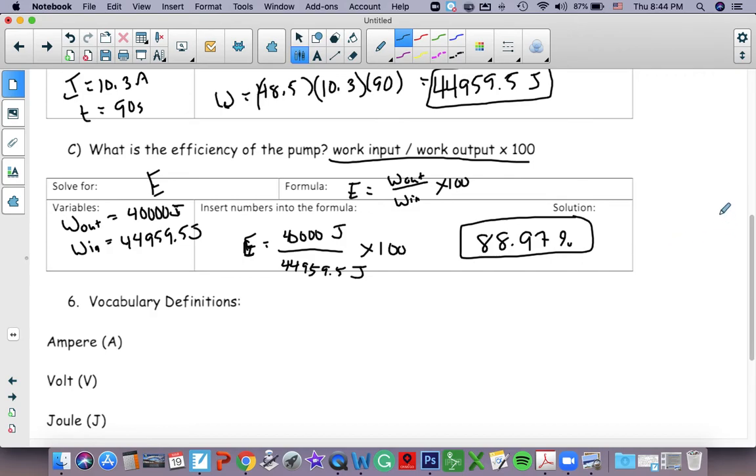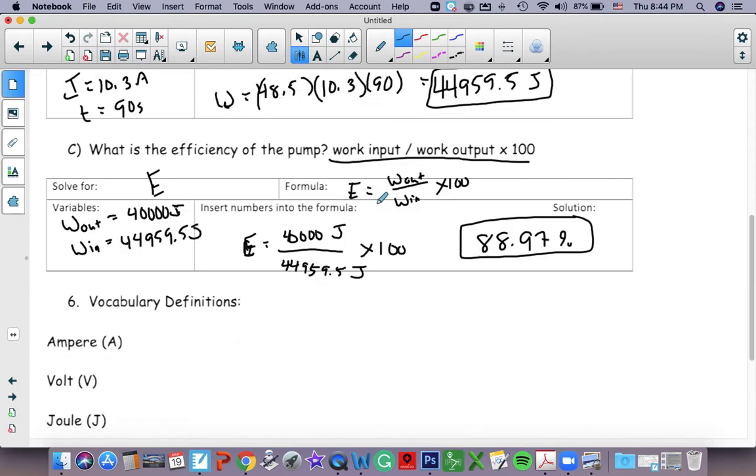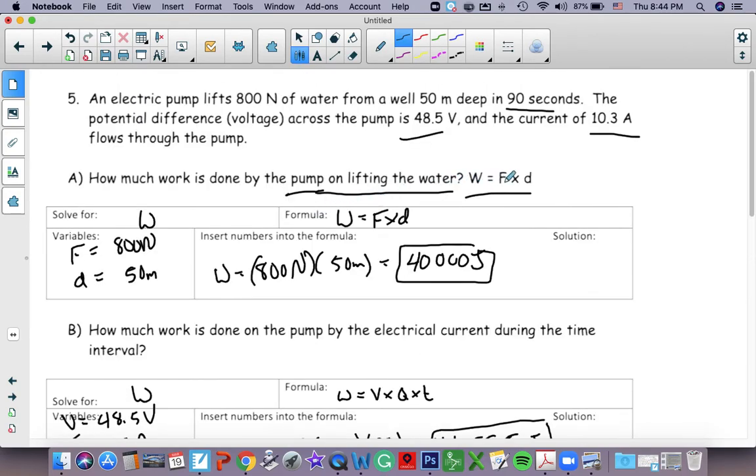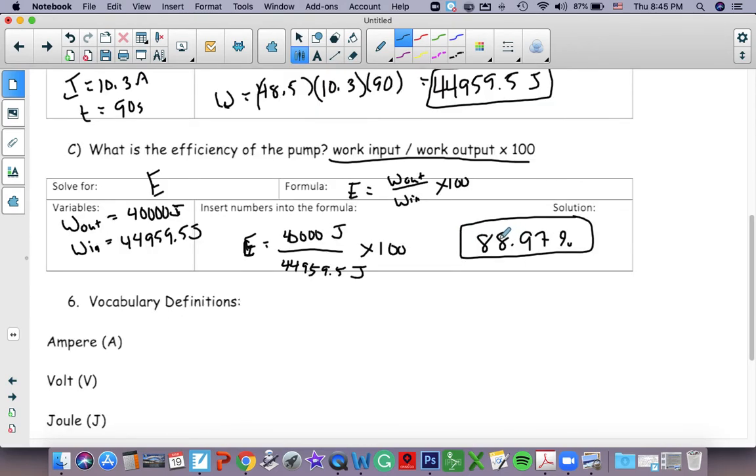Okay, so that one took a little bit of work just because we had to find 3 different pieces for it, but we found our mechanical work done by the pump. We found our electrical work from the voltage that's pushed through the system, and then we used those two to find the efficiency of the pump.